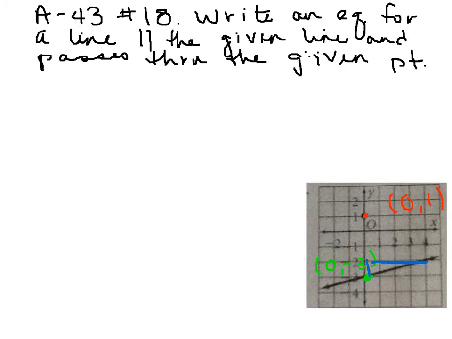All right, so here we are. We're going to write an equation for a line parallel to this line right here that passes through the given point (0, 1). We know that our equation is going to be in the form y is equal to mx plus b, and so far we know that our y-intercept is right there on that line, and it's -3. So we have to find the slope.